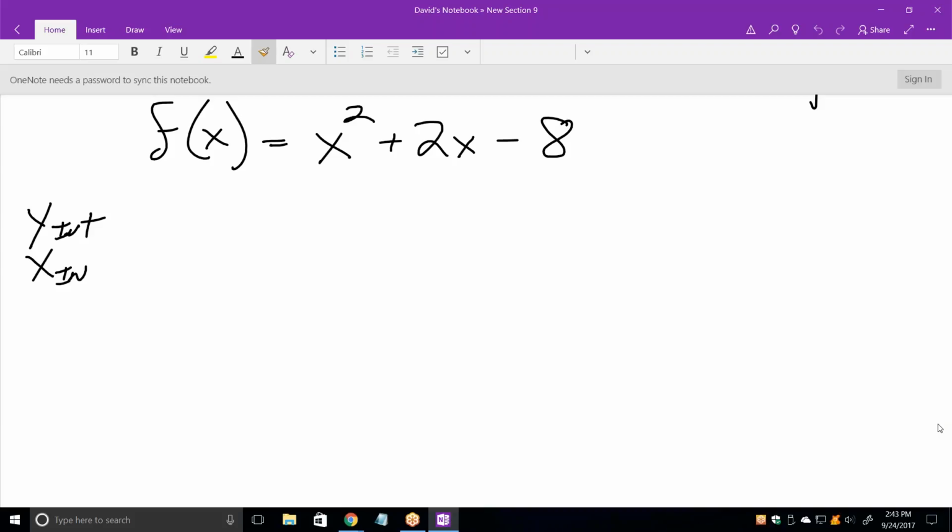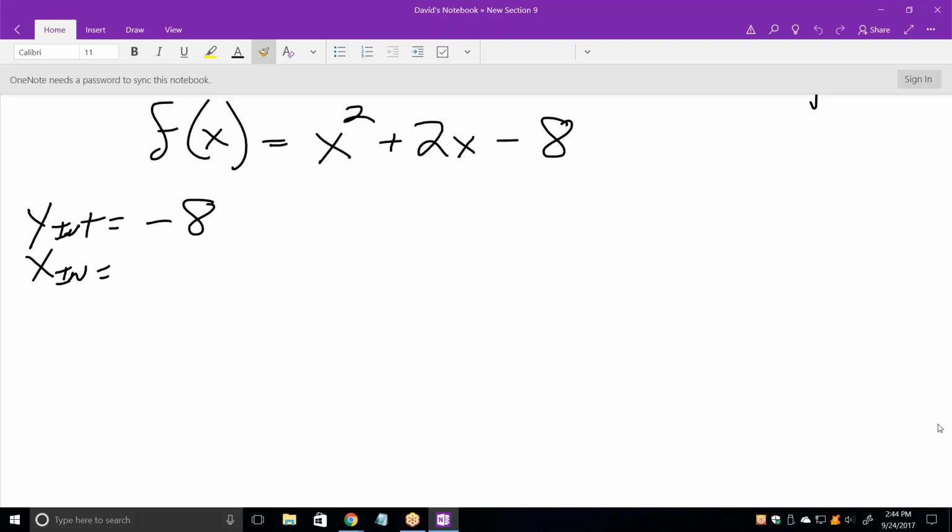Okay, y-intercept. The y-intercept's pretty easy. What's the x value when you're talking about the y-intercept? 0. So what's the y-intercept? Remember that y is the same as f of x. Is the y-intercept just -8? Yeah, notice how easy it is to get the y-intercept. These terms that have x in them always just disappear. Whether it's multiplied by 2 or 2 million does not matter. Anything times 0 is 0.